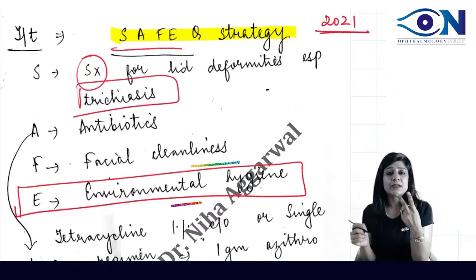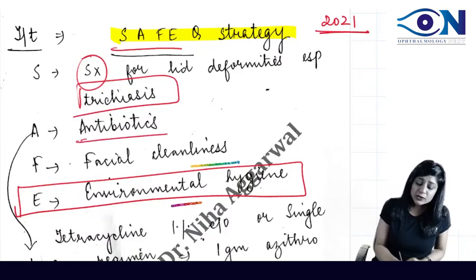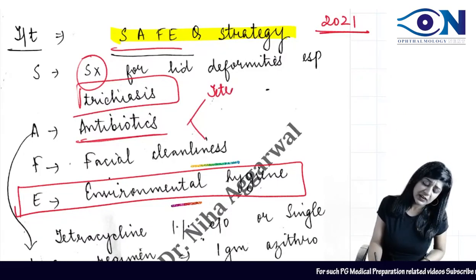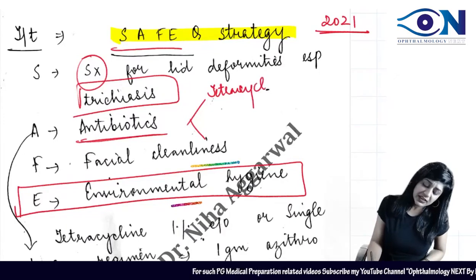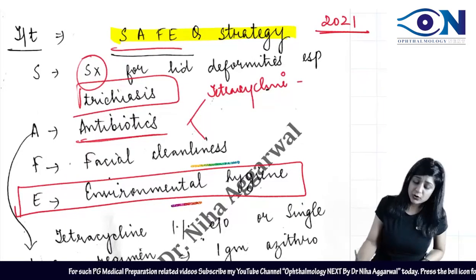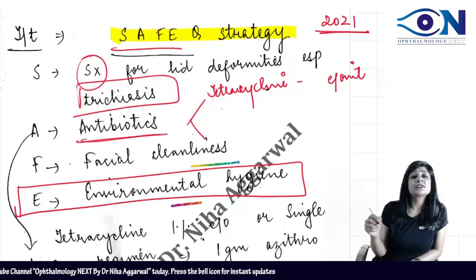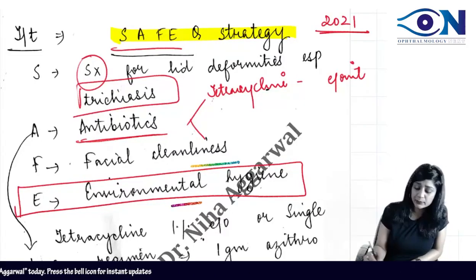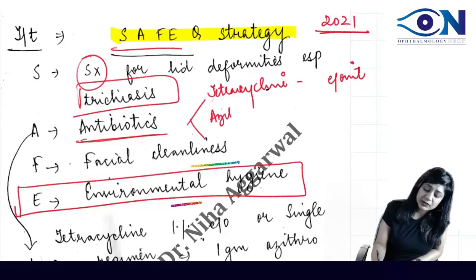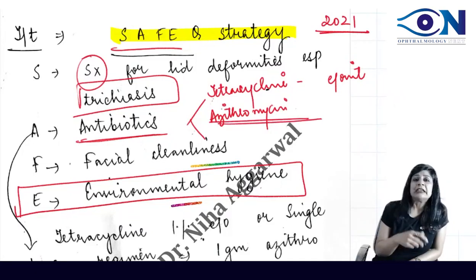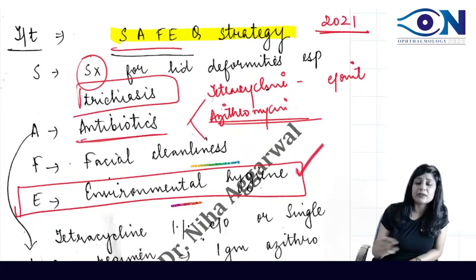Then A for antibiotics. Now, when I talk about the antibiotics, we can use erythromycin, we can use tetracycline. These are used in the form of eye ointment, but nowadays a single drug regimen is most commonly used. There we are using azithromycin, 1 gram oral stat you can give. So, that is your azithromycin. Then F for facial cleanliness, and last is your environmental hygiene.